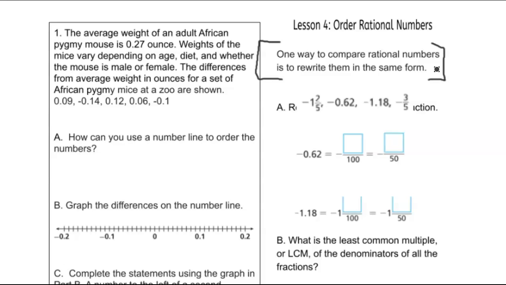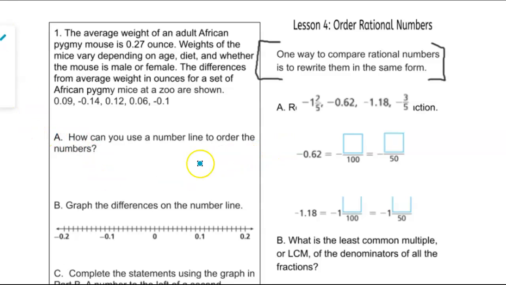And we're going to start by reading number 1 and picking out our key things. The average weight of an adult African pygmy mouse is 0.27 ounces. Weights of the mice vary depending on age, diet, and whether the mouse is male or female. The differences from average weight in ounces for a set of African pygmy mice at a zoo are shown. So these are the differences. It doesn't weigh negative 0.14 pounds. It's just showing you the difference from the average, 0.27. That just means this one weighs 0.14 less than that, because something can't weigh a negative amount on Earth.